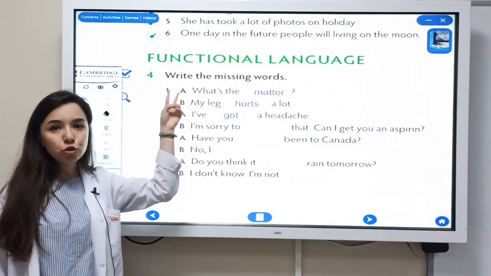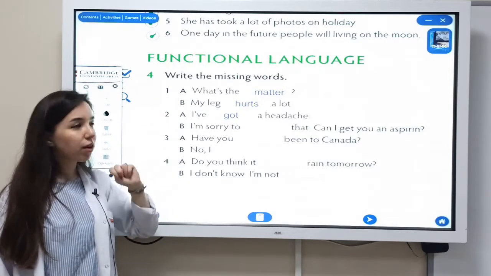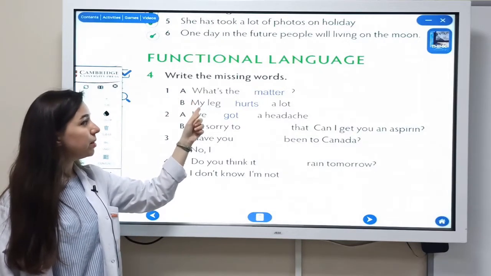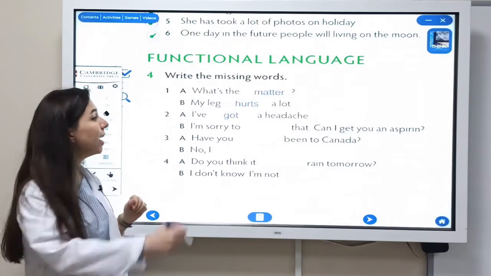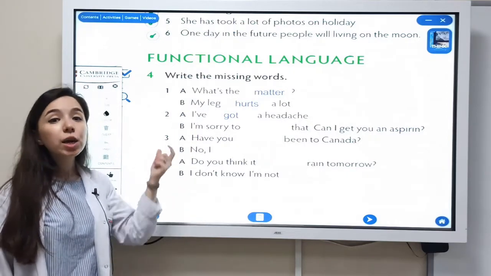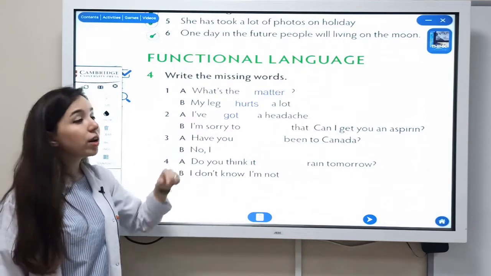We have two people. Yes, two people are going to have a conversation. They have a conversation here. What's the matter? B said that my leg hurts a lot. Here, A. In part 2, A said that I've got a headache.